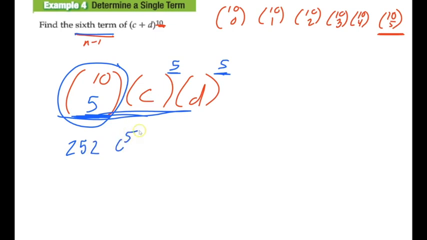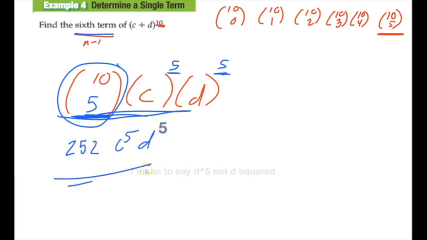C to the 5th is just C to the 5th. D squared is just D squared. And there we go. We found the 6th term. That's simple. So let's do a couple more.